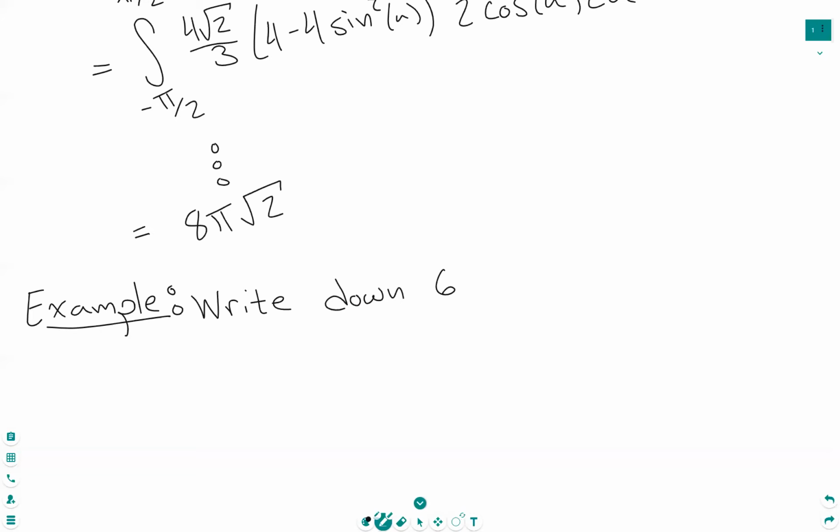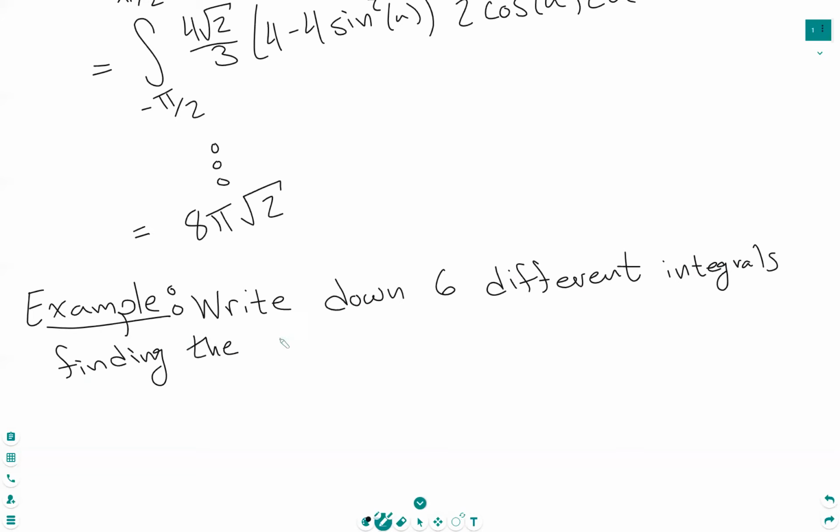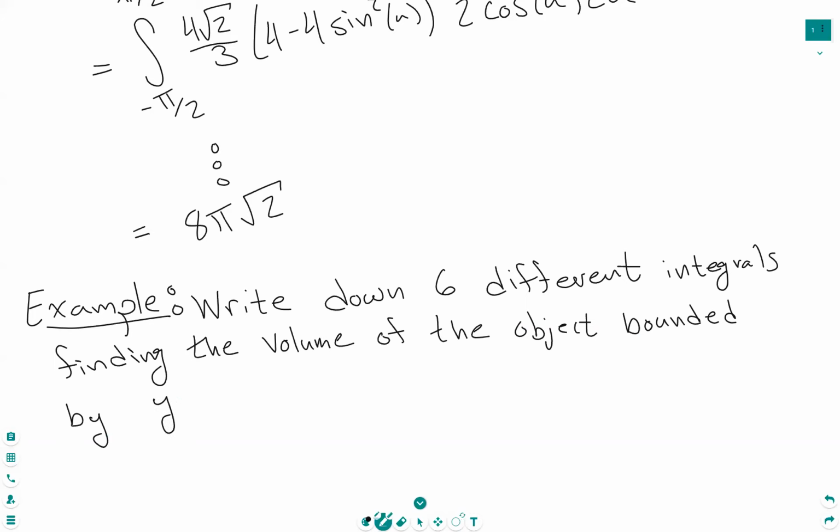So we're going to write down 6 different integrals finding the volume of the object bounded by y is equal to 0, x is equal to 2, x is equal to 0, z is equal to 0, and y plus z is equal to 1.